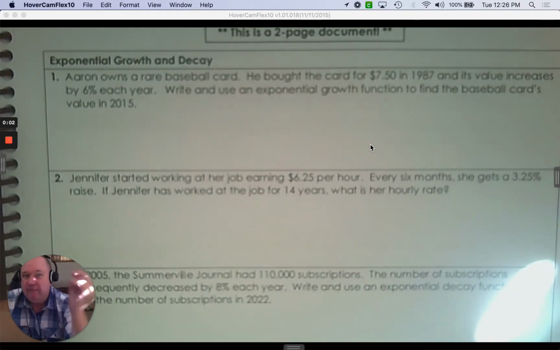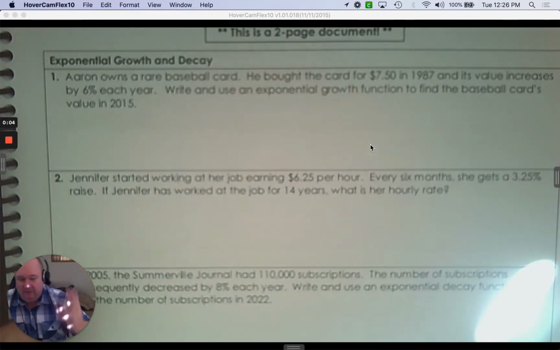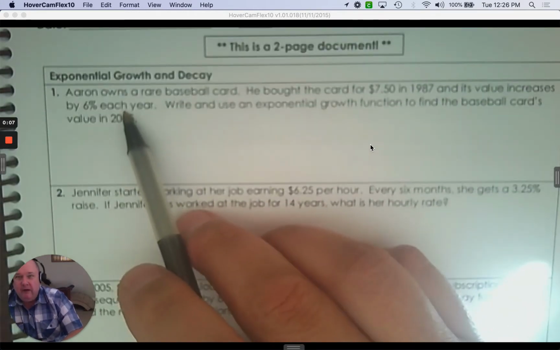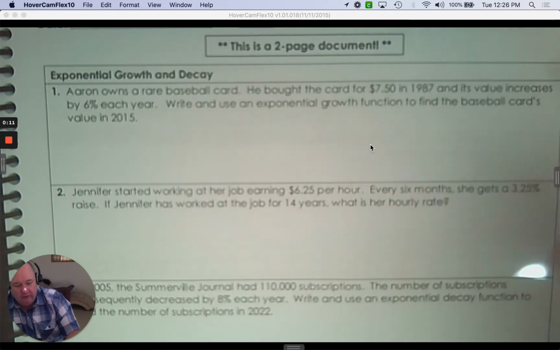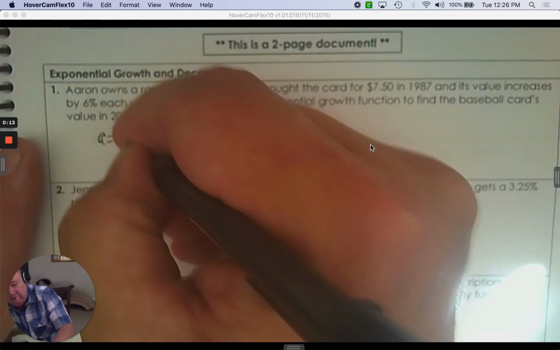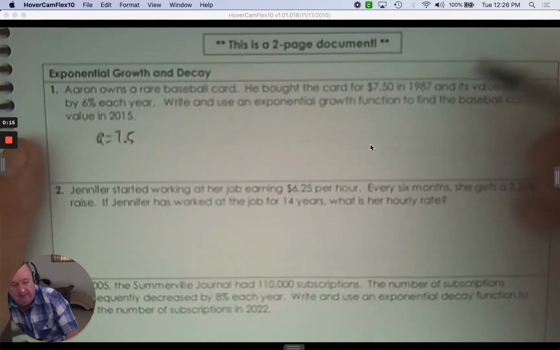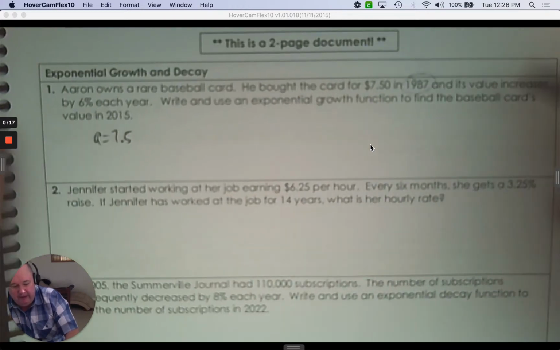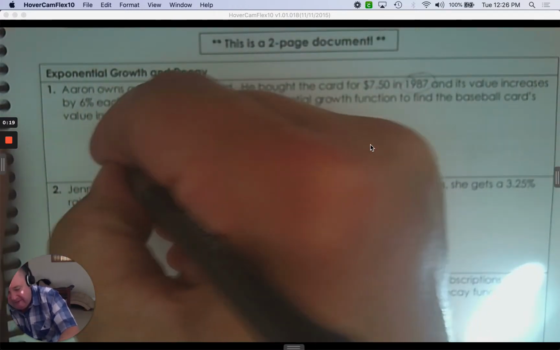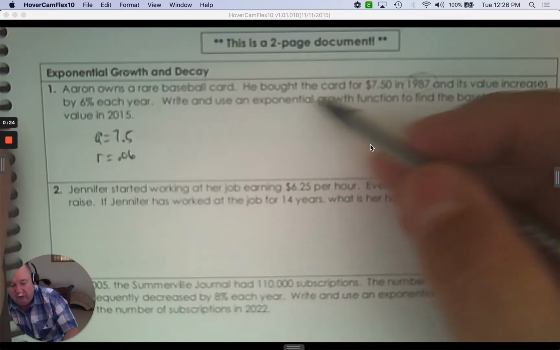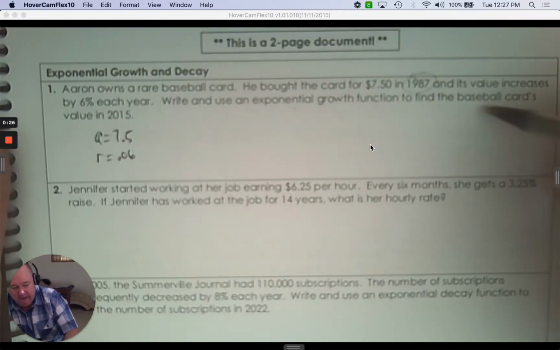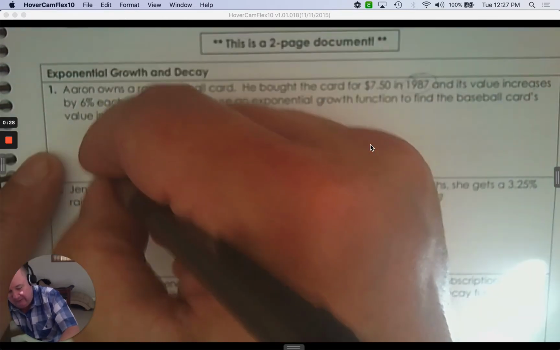All right, here's your homework. Aaron owns a rare baseball card. He bought the card for $7.50. That's your initial amount. In 1987, its value increases 6% each year. Positive rate, 0.06. Write and use an exponential growth function to find the baseball card's value in 2015.